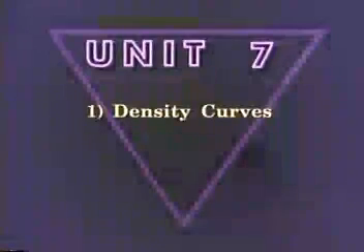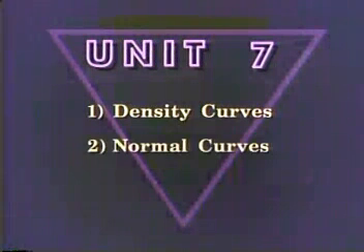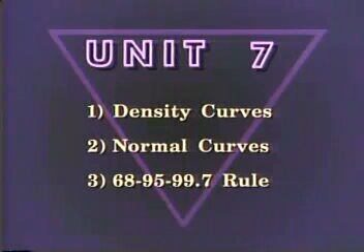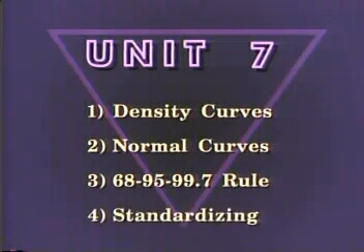We'll see that the overall shape of a distribution can often be displayed as a smooth curve called a density curve. We'll meet a specific kind of density curve called a normal curve and learn why it's so useful. We'll learn a handy rule for making approximate judgments about normal curves. And we'll see how a method called standardizing allows us to compare observations from different normal distributions.